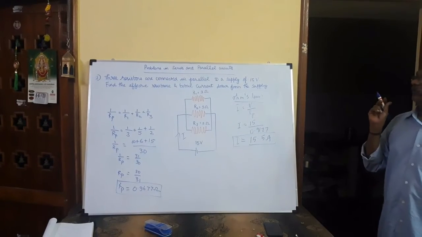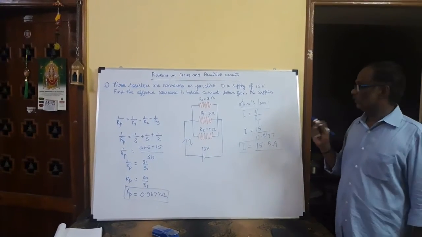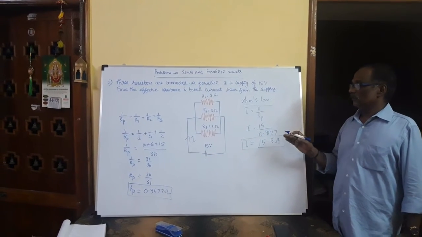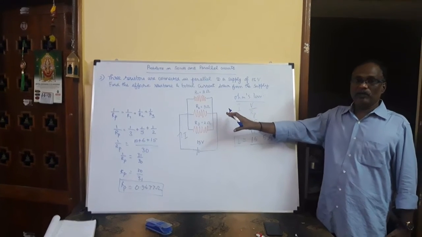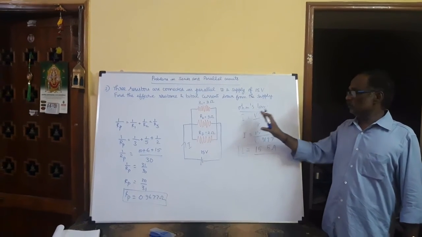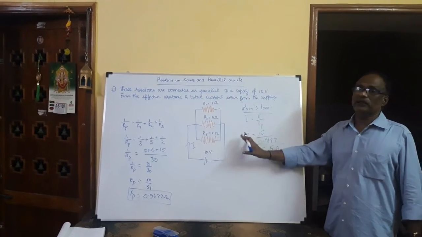Clear? So the first step we have calculated the current. How have we got the current? First, we calculated the value of Rp. Then by using Ohm's law, we got the value of the total current that flows in the circuit.